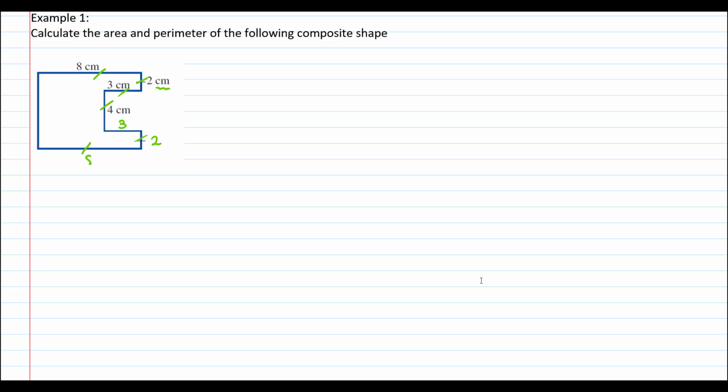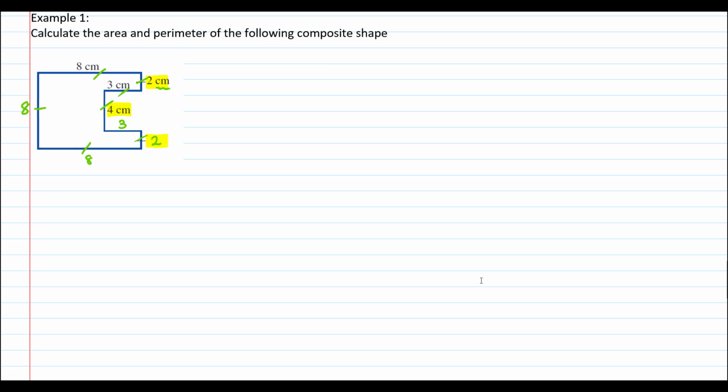This one is opposite that 8 centimetres, and I'm assuming there's some right angles and parallel lines here. And of course this side should be equal to the combination of that 2, that 4 and that 2. So this side is equal to 8 also.